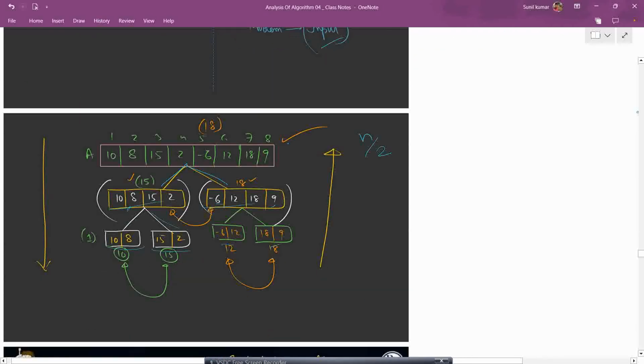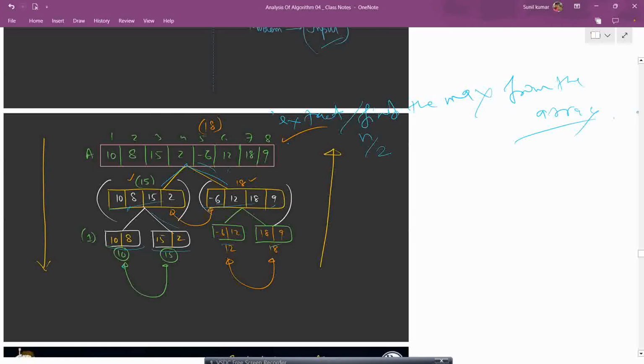So this is the problem. This is divide and conquer. We divided it. To solve this, if we want to find the maximum from the array, how can we do this?